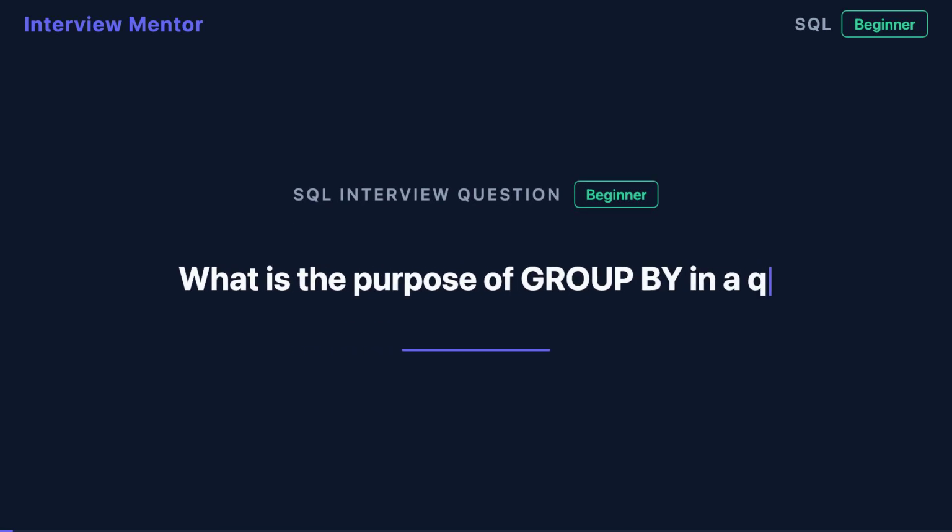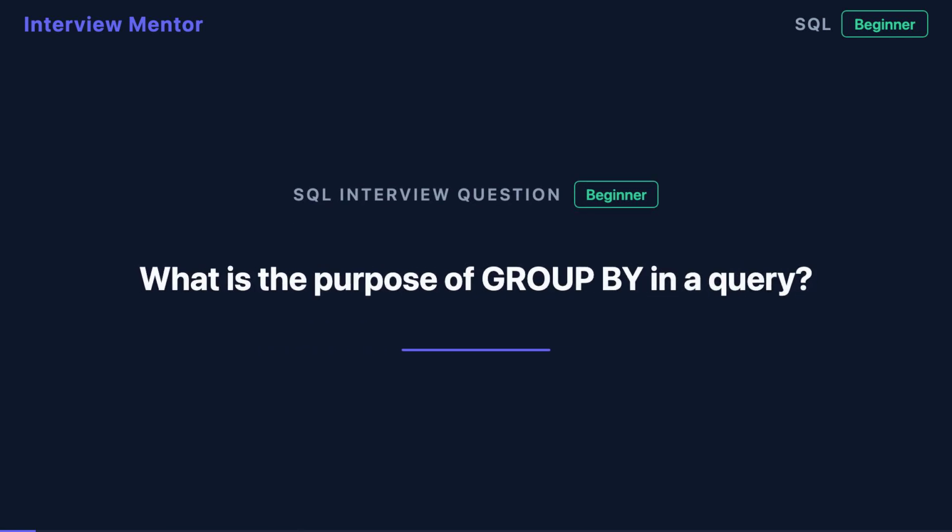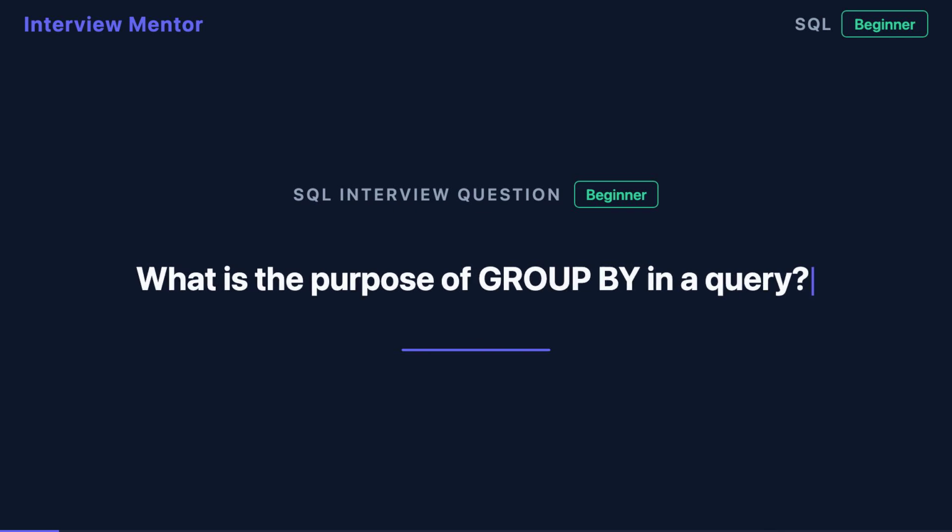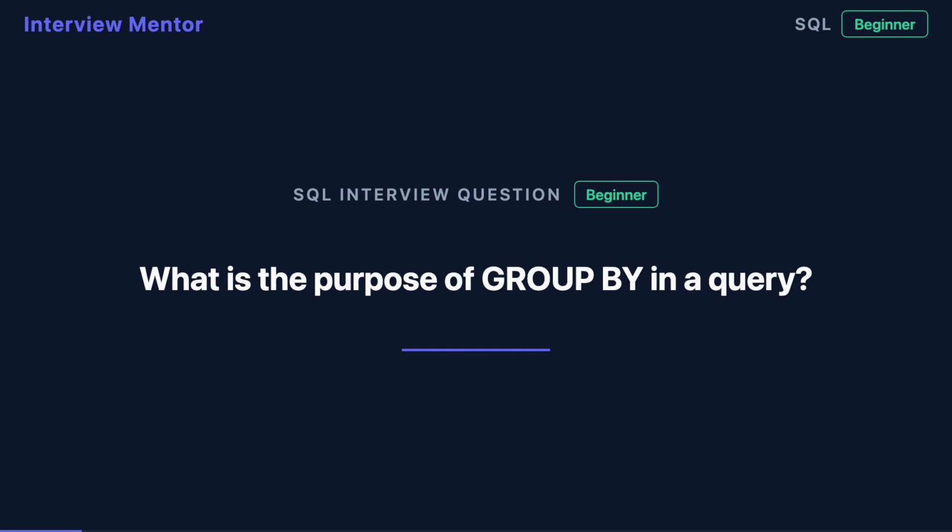Here's something that trips up SQL beginners. Why does my query work with count, but fail when I add a column? The answer lies in understanding GROUP BY.